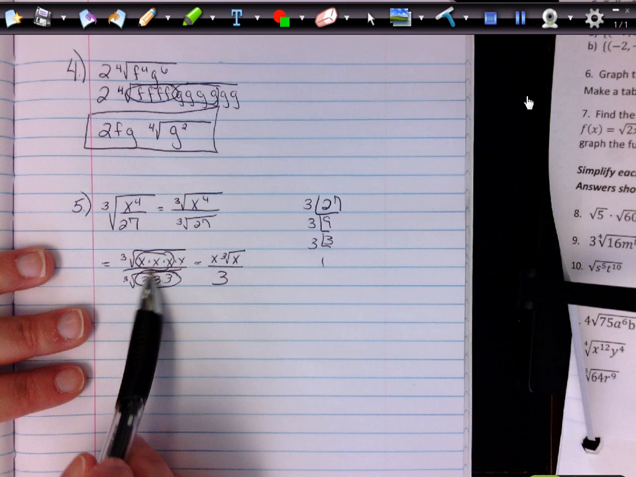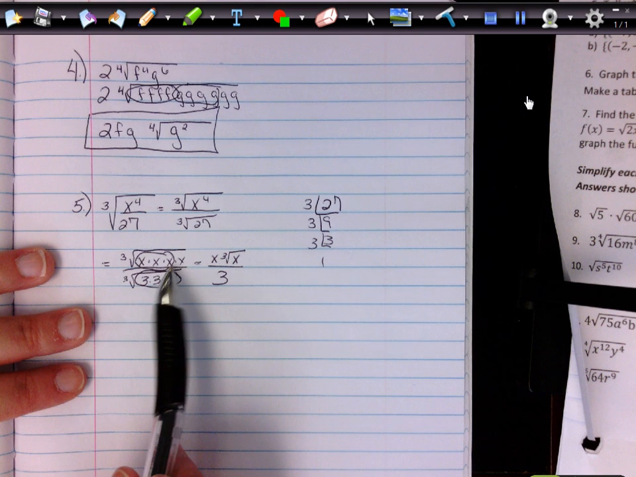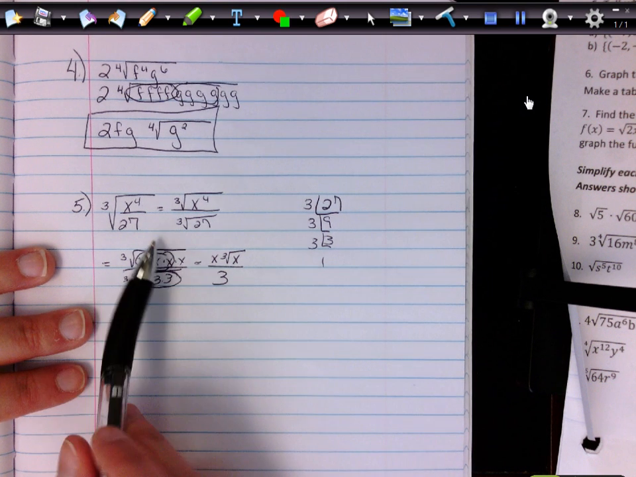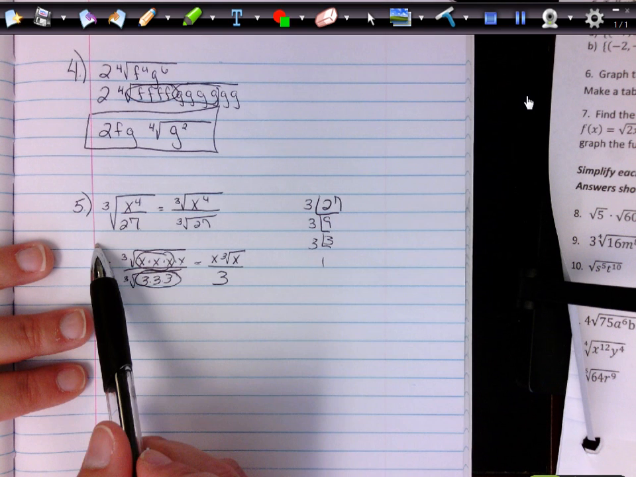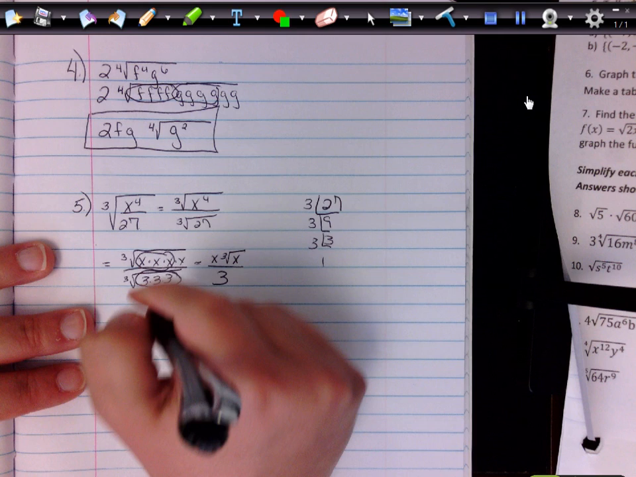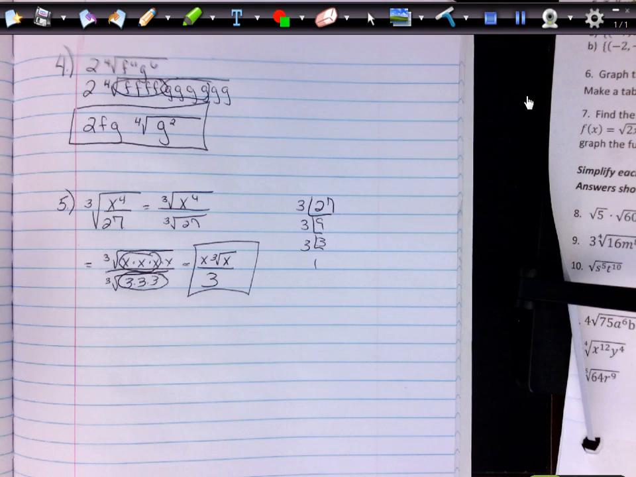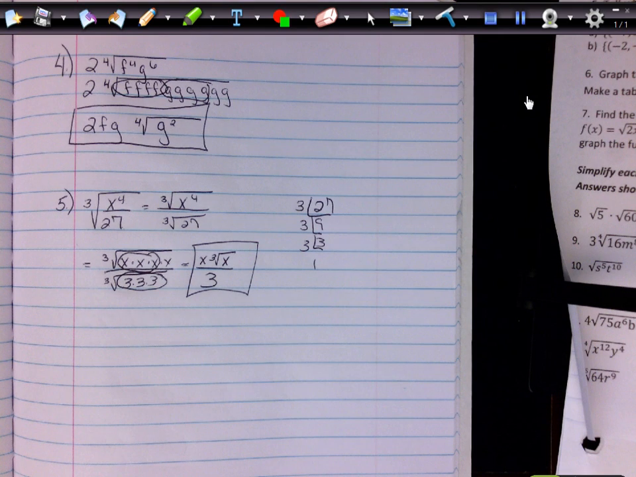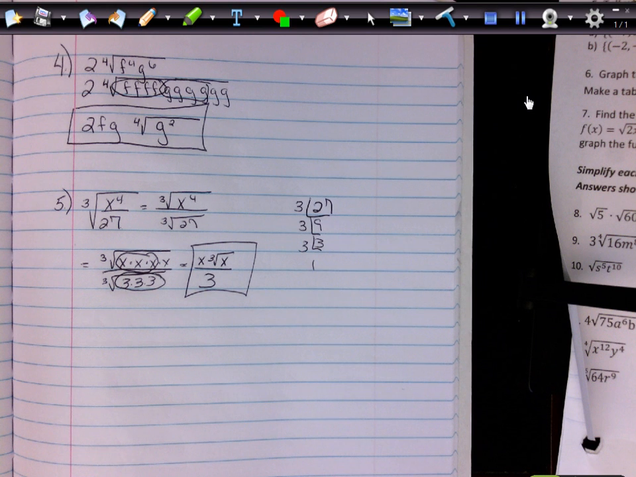I took out my x to the 3rd right here. I got rid of my fraction that was in my radical sign, and I got rid of my radical that was in my denominator. So this is completely simplified. Make sure you have all of the work written for number 5 before you move on.